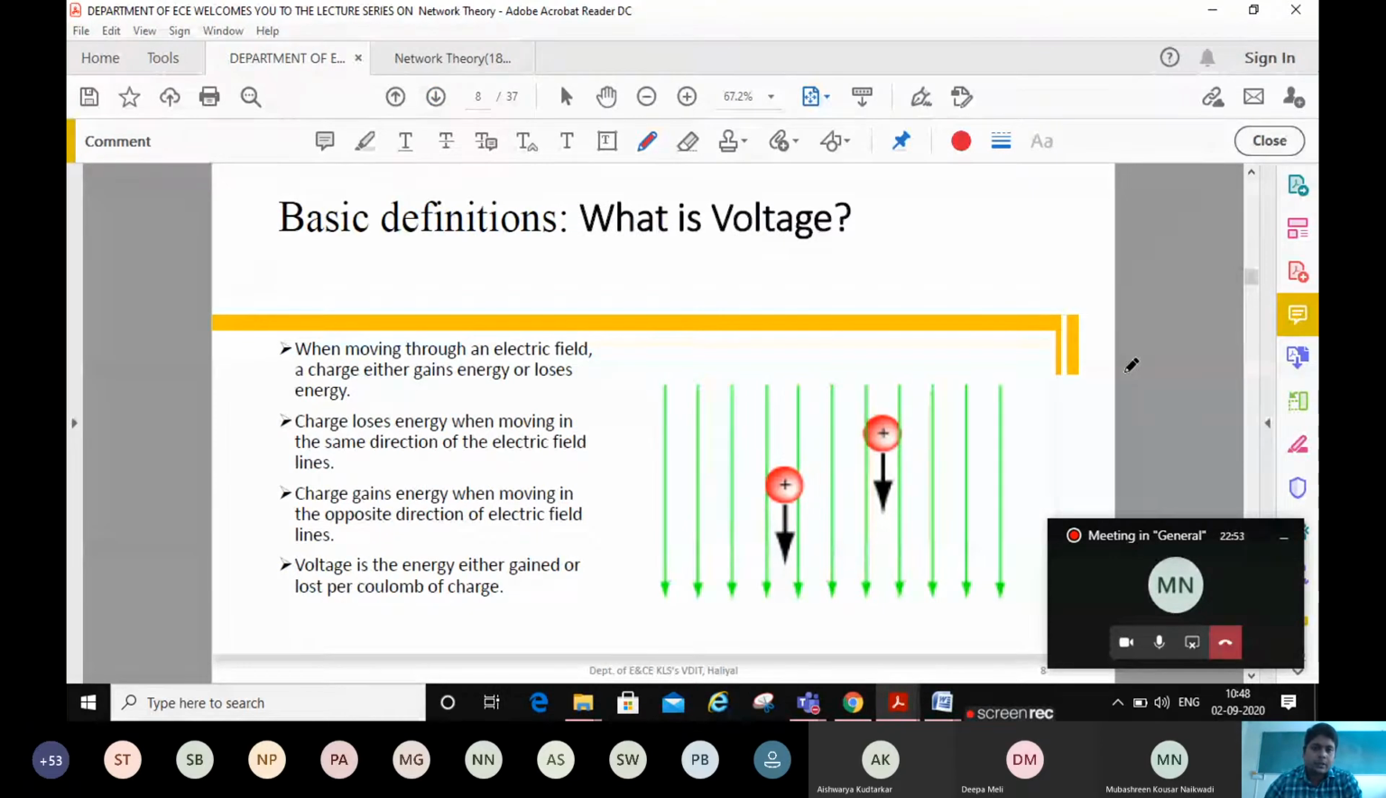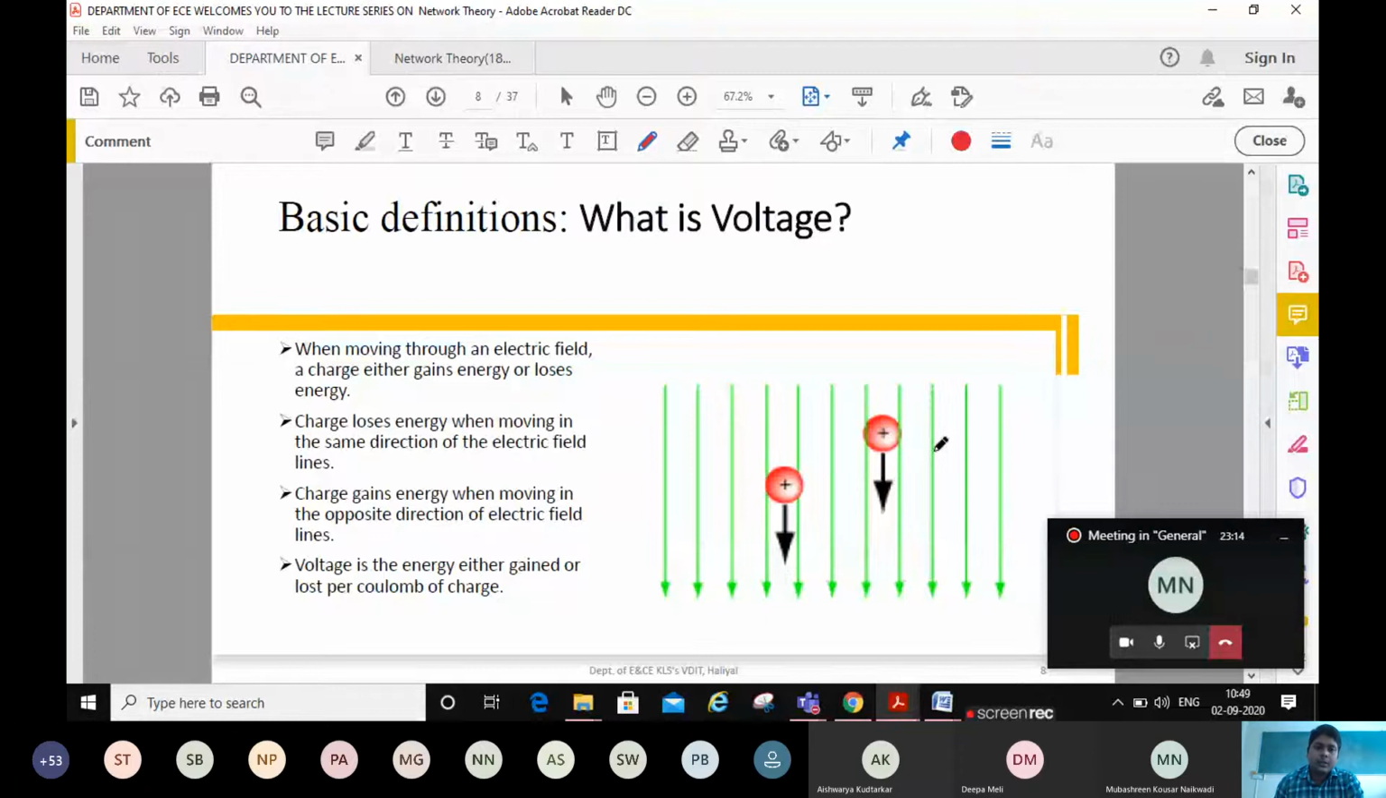So we discussed current. Now next is voltage. If you check this diagram over here, this figure shows these green lines that you are seeing, these are the electric field lines. Okay, and these plus symbols that you are seeing, these are the charges.